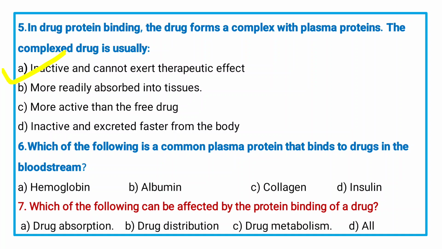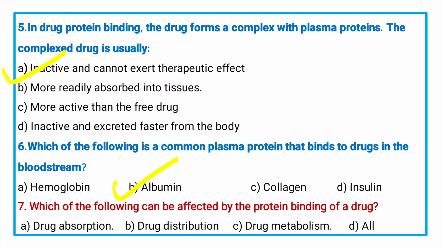Next, which of the following is a common plasma protein that binds to drugs in the bloodstream? A, hemoglobin, B, albumin, C, collagen, and D, insulin. So B is the correct answer. Albumin, globulin, and alpha glycoproteins are what drugs bind. So albumin is the correct answer.